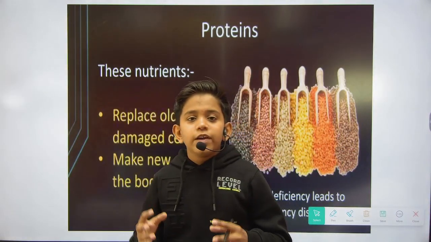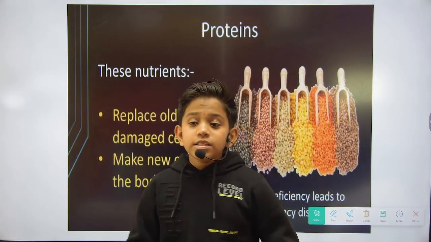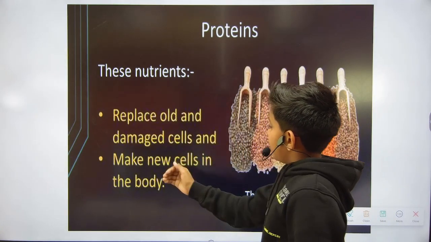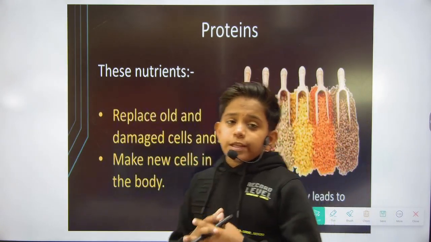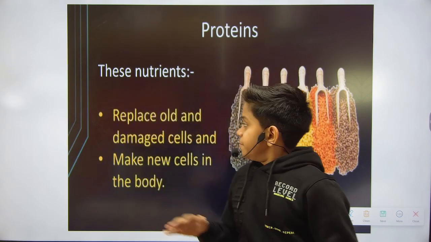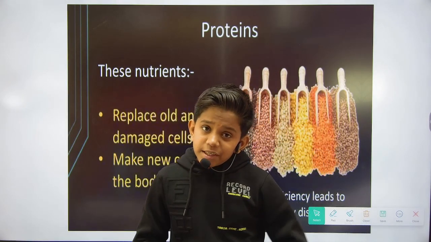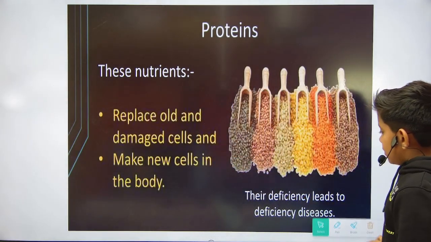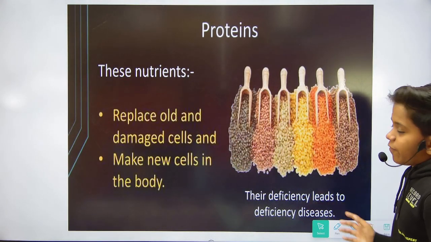Proteins. Next nutrient we have is the proteins. These nutrients replace old and damaged cells and make new cells in the body. So they play a very important role in our human body, because they replace the old and damaged cells and make the new cells. Now, proteins, their deficiency leads to deficiency diseases.